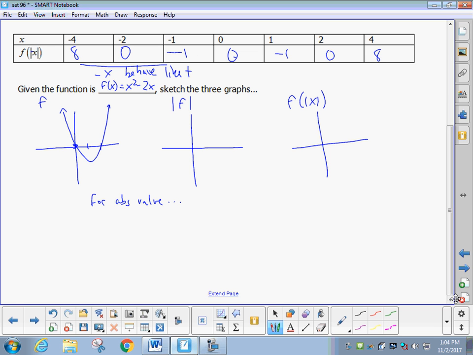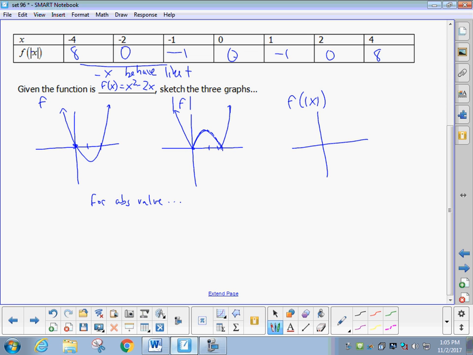So the first one obviously is a parabola with zeros at 0 and 2 opening up. Wait, what does absolute value on the function do? What happens to positive y values? They stay the same. They are unchanged by the absolute value. What happens to negative y values? They get made positive.